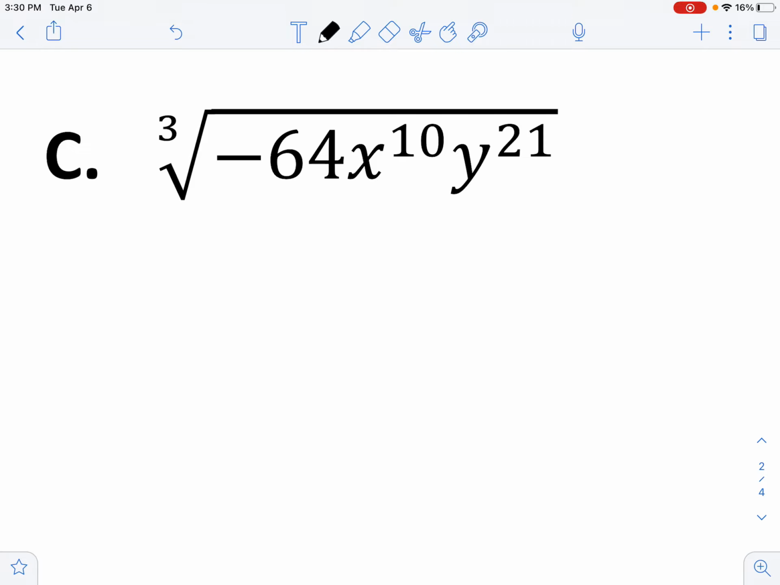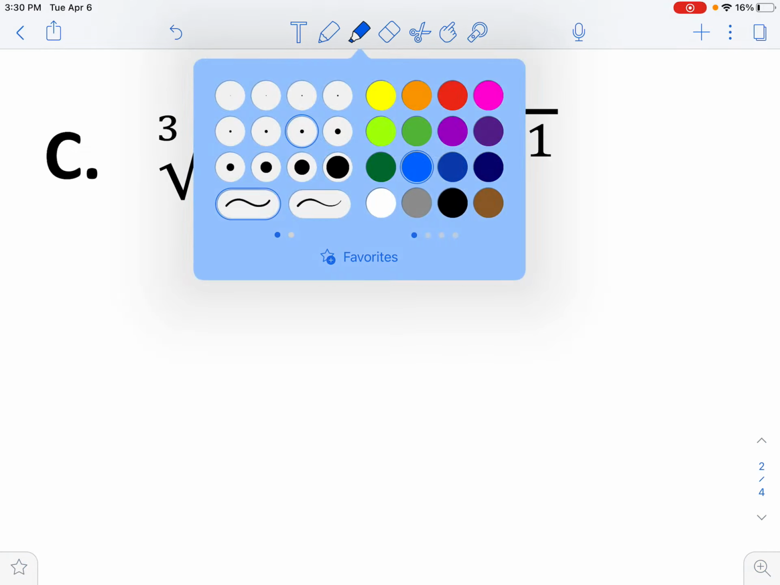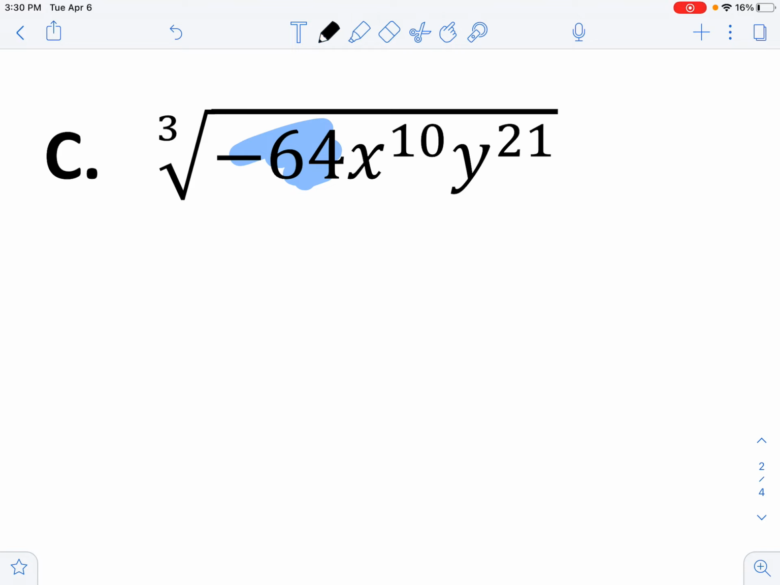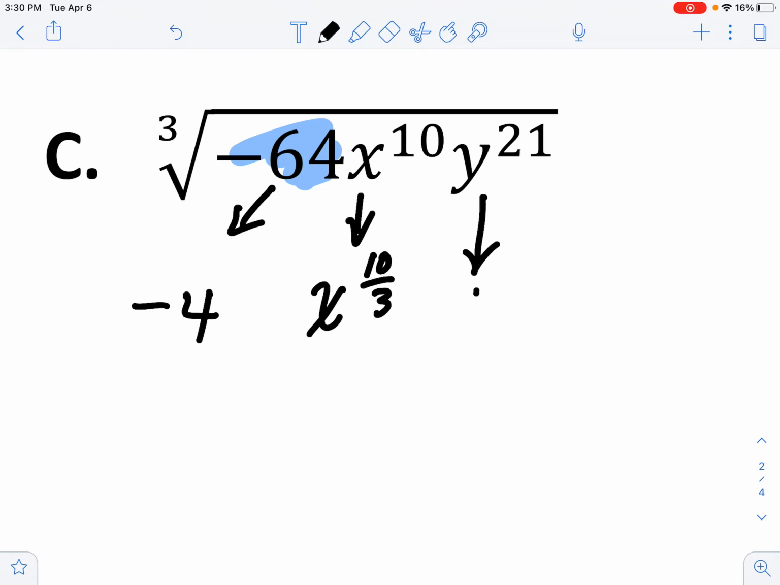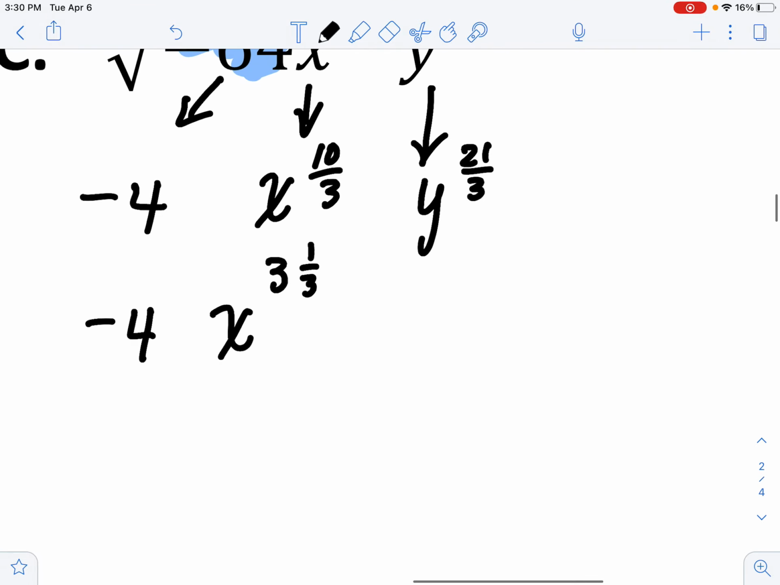All right, looking up at your cubed root list, exciting news. This is a perfect cube. So that's going to just get out of the radical as a -4. Okay? So we'll hang on to that, and we'll do the rest of our simplifying. So this is going to be x to the 10/3 and y to the 21/3. So bring down your -4, and then 10/3 is actually 3 1/3. So that means you're going to have an x cubed out of the radical and 1 x under the radical.